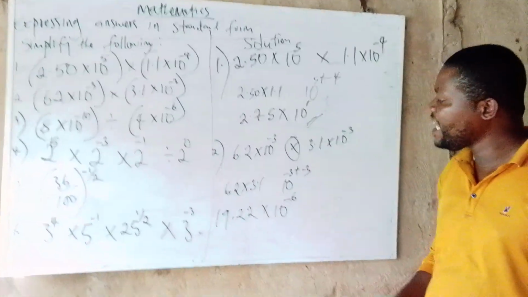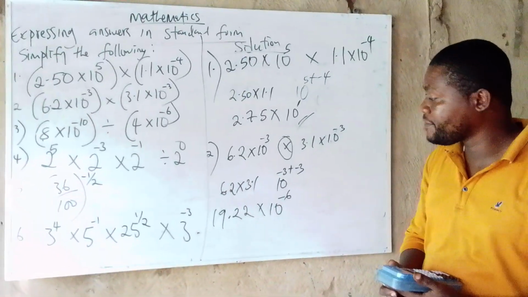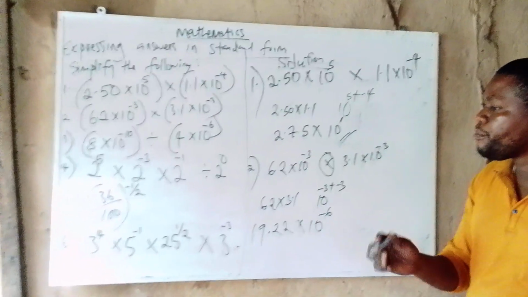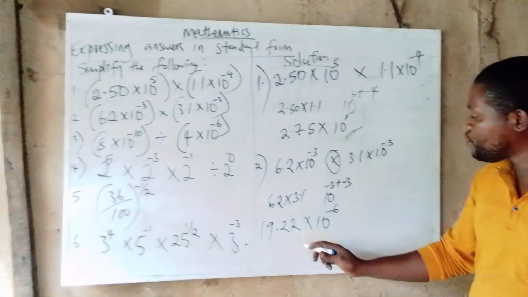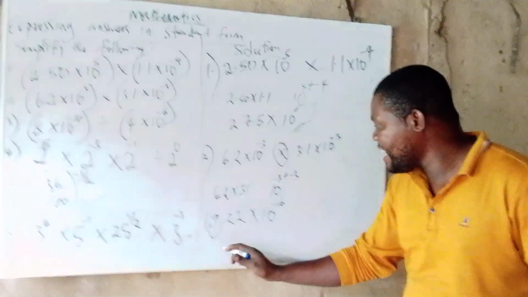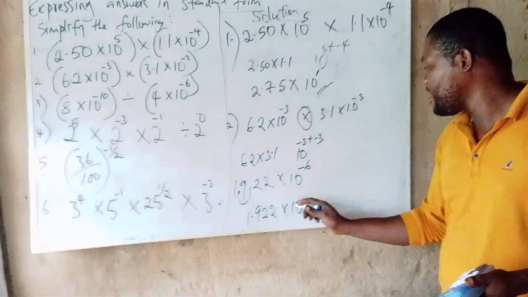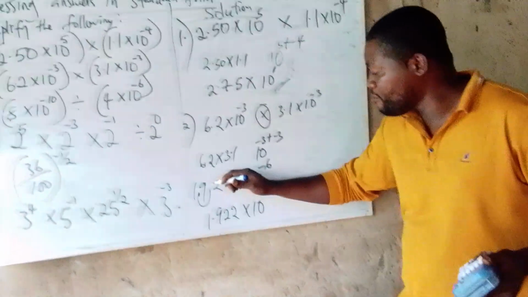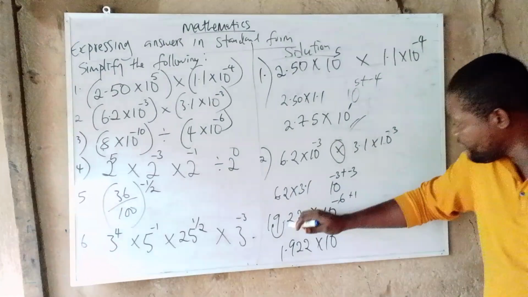I have minus 6. Now I have a question now. This is not a right way of writing our answer in standard form. Standard form should be in the form 1.2, 3.4 as the case may be. But yes, I have 19.22. Means I have to go back by one place, just one, and I have 1.922 times 10 raised to the power of, since I moved just by one place, it will now be minus 6 plus 1, that I've moved by one place.